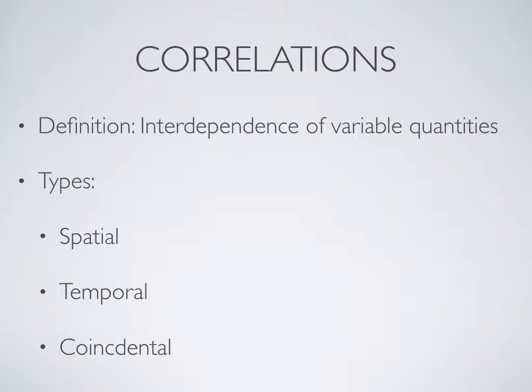So for correlations, the definition of a correlation is the interdependence of variable quantities. And there are 3 types that we're going to talk about: spatial, temporal, and coincidental.